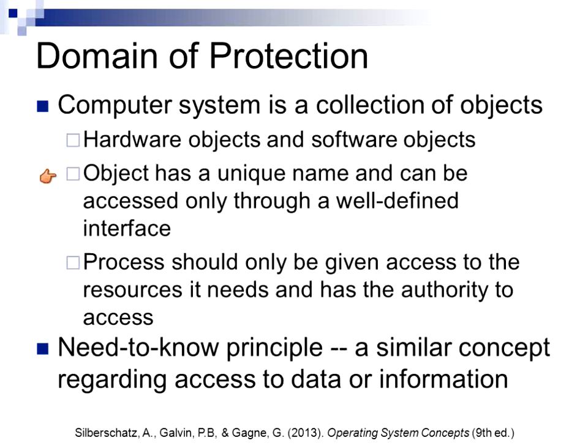Each object has a unique name and can only be accessed through a well-defined interface. And processes should only be given access to the objects that they need and have the authority to access. So the resources are the objects in this domain of protection. And again, we're talking a little bit about a need-to-know principle. This is kind of like least privilege, but when we're talking about access to data or information, you may have heard people use the term need-to-know. In other words, you only let people access the information that they absolutely need to know to do their job. And so we want to have this kind of domain of protection where only processes that actually need the resource, need to know the information on that resource, are the ones that are given access to it.